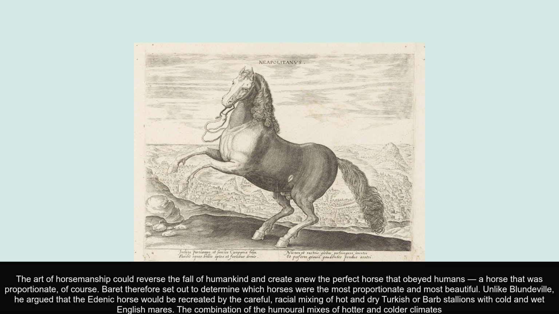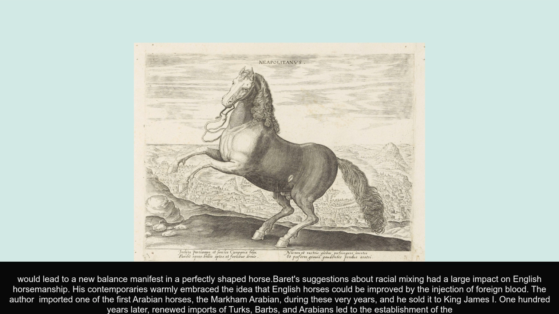Unlike Blundeville, he argued that the Edenic horse would be recreated by the careful, racial mixing of hot and dry Turkish or Barb stallions with cold and wet English mares. The combination of the humoral mixes of hotter and colder climates would lead to a new balance manifest in a perfectly shaped horse. Barrett's suggestions about racial mixing had a large impact on English horsemanship.